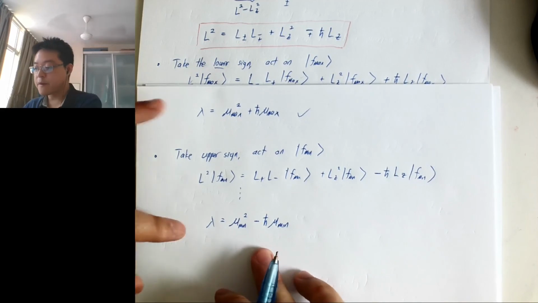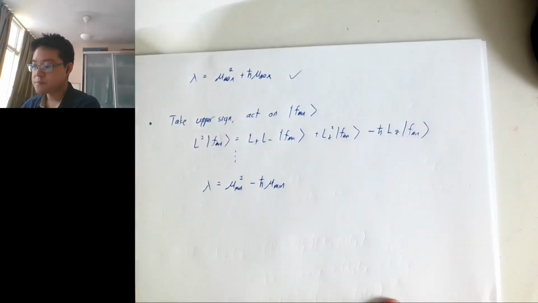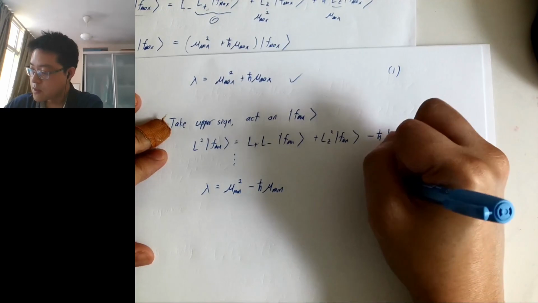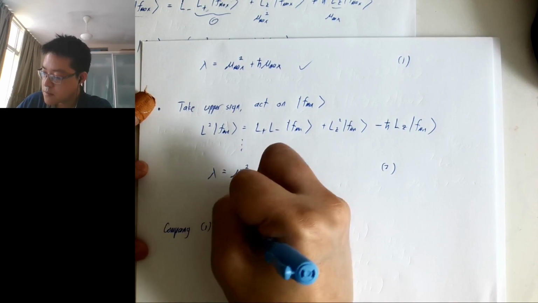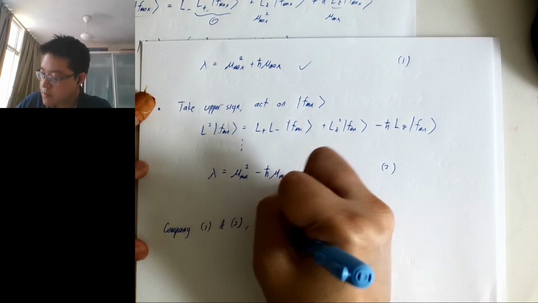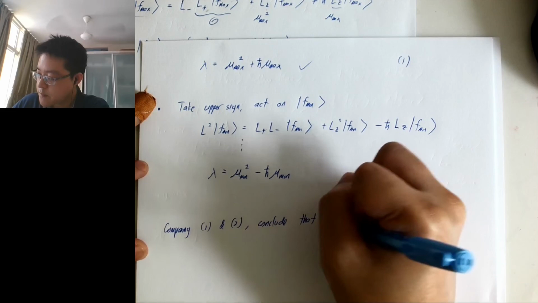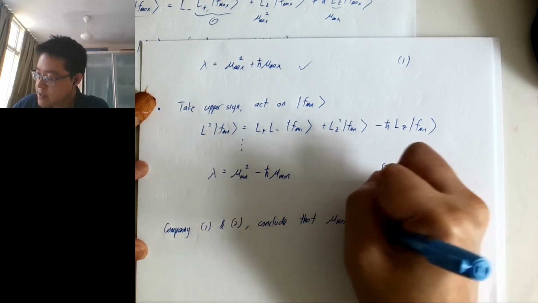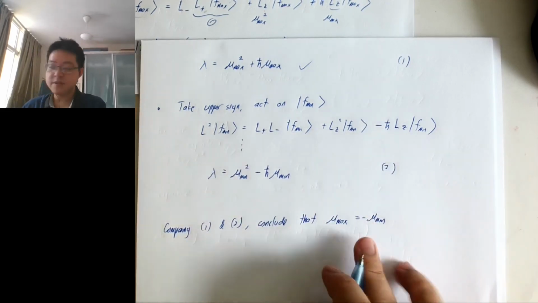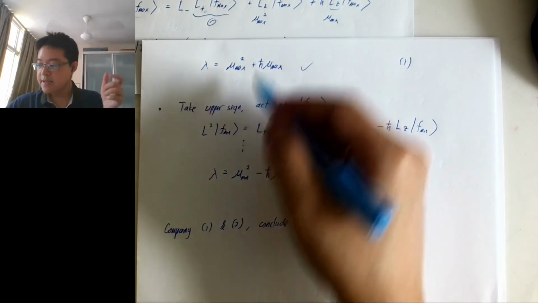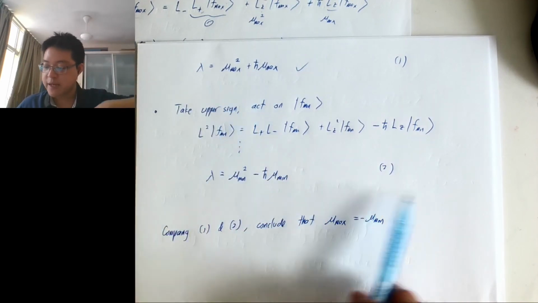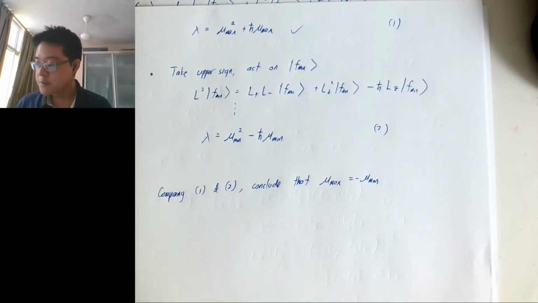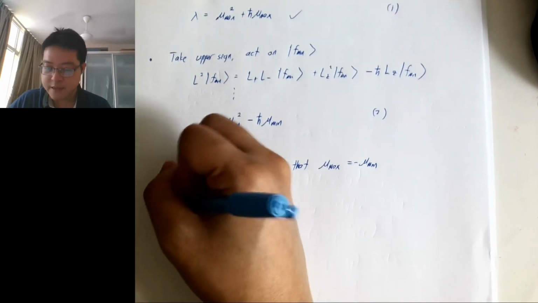Okay, so from these two equations, let's call this 1 and 2, right? If I compare 1 and 2, we conclude that mu maximum is the negative of mu minimum, right? So the number is the same, but they are negative to each other, so that when you reach the maximum of the mu squared for lambda, you get the same thing, right? So mu squared is this and that, and then we will see something familiar if we define the notation.